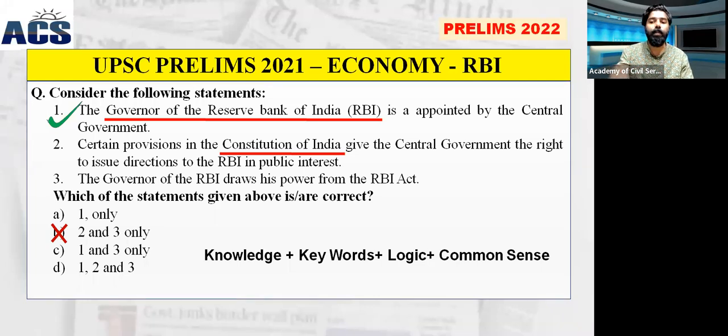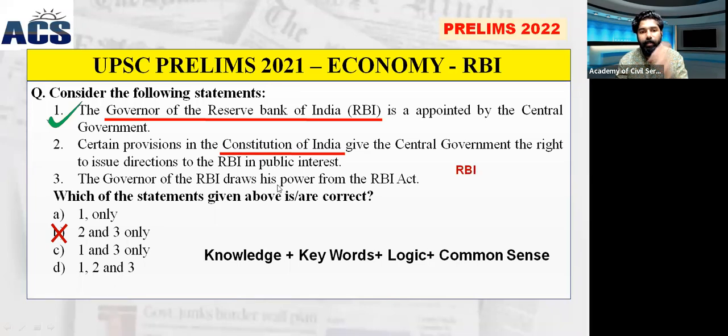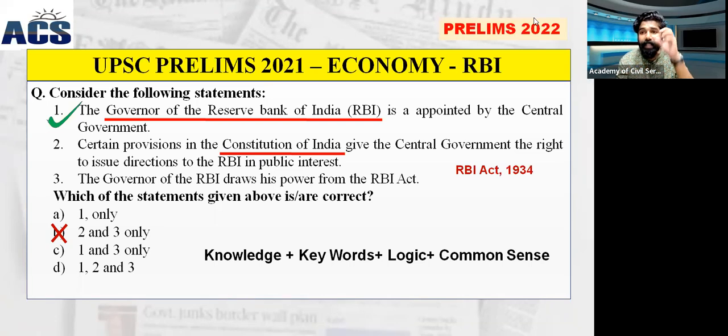There is no such provision mentioned in the Constitution for issuing direction to RBI in the case of public interest by the central government. So by using the constitutional provision, they have made a wrong statement here. We know that only the RBI Act, this is the base fact or the base knowledge an aspirant must know. Whether there is any mention of the Constitution with regard to RBI, or whether it only talks about the RBI Act of 1934. This is why the second statement goes wrong.